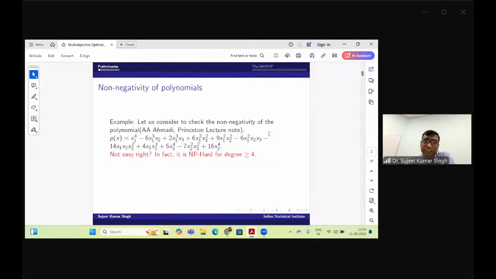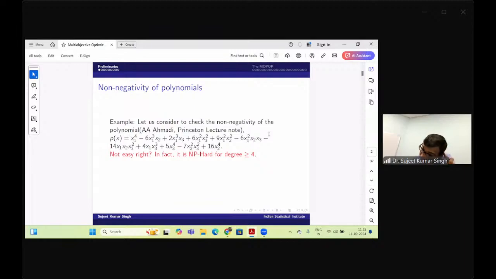In fact, it is not easy to find out the non-negativity of this polynomial just by observing. Maybe after a lot of algebraic computation, one will be able to conclude that this polynomial has some specific nature, like positivity. But it is not easy. Checking the non-negativity of any polynomial is certainly not easy. In fact, if the polynomial is of degree 4 or more, then that itself is an NP-hard problem. That means identifying whether a polynomial is non-negative or positive is an NP-hard problem if the polynomial has degree at least 4, in any number of variables.